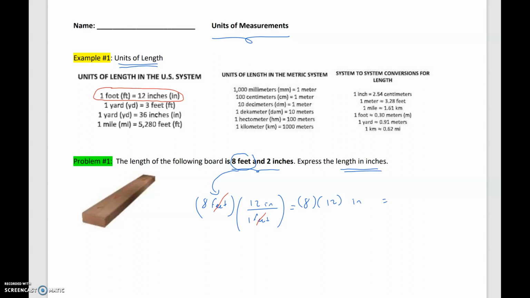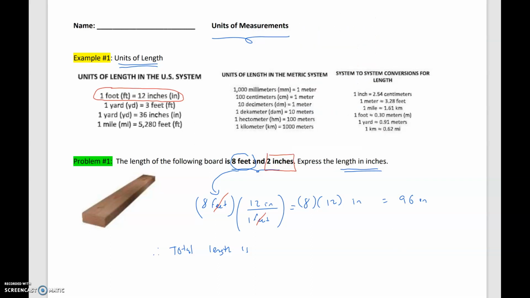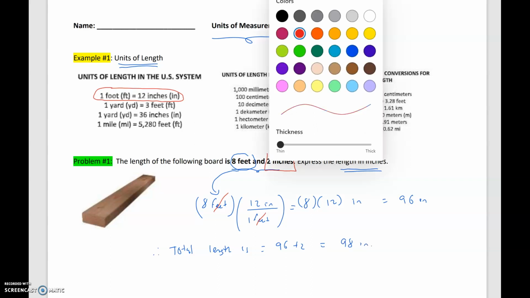So this is equal to 16, and we carry 1. I'm getting 96 inches. So total length is, and don't forget that for this specific one, the actual board is 8 feet and 2 inches. So the total length is actually going to be in this case equal to 96 plus the 2, or 98 inches. And that's actually it for this problem.